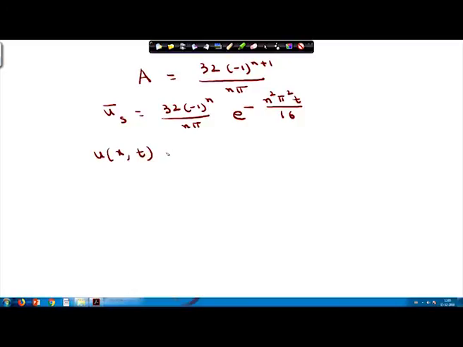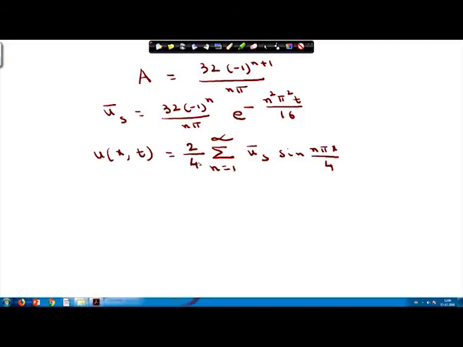u(x,t) from the definition is 2/L summation n equals 1 to infinity u bar s into sin(n pi x/L), that is 4, u bar s. Please note that whenever I take the inverse finite Fourier sine transform, u(x,t) becomes a summation. Why does this summation come? We explained this in the last lecture.